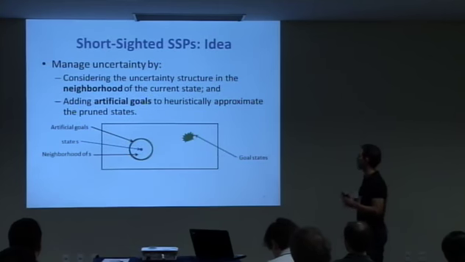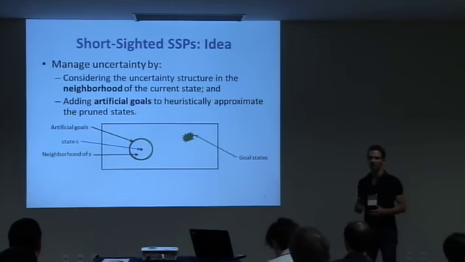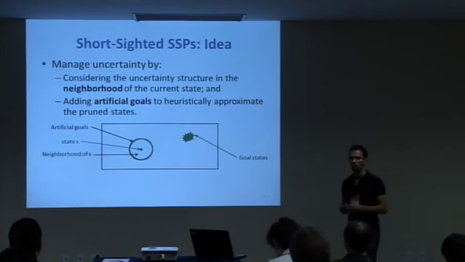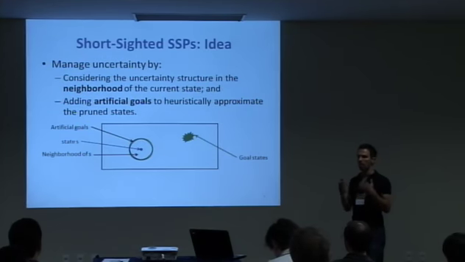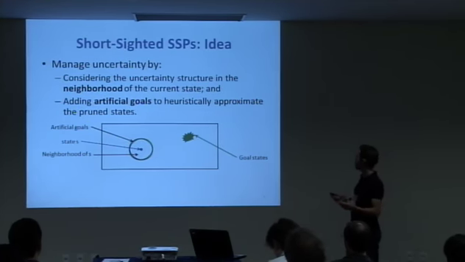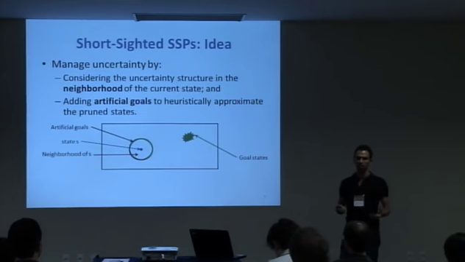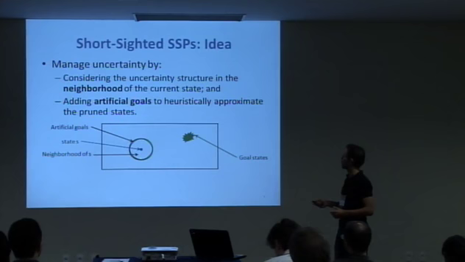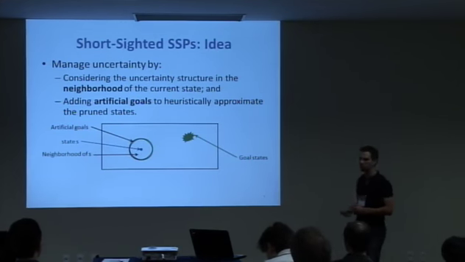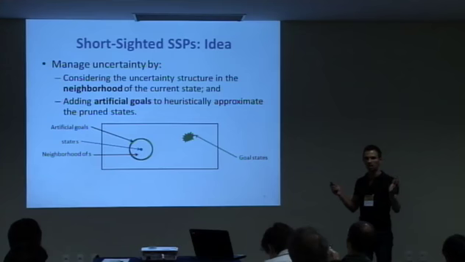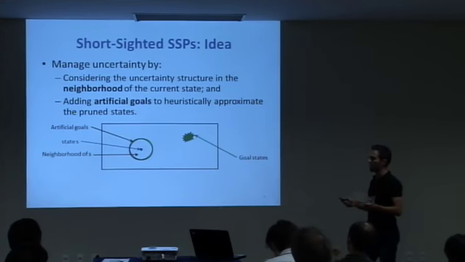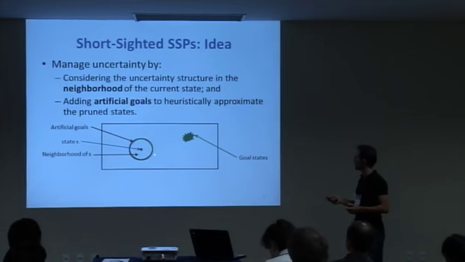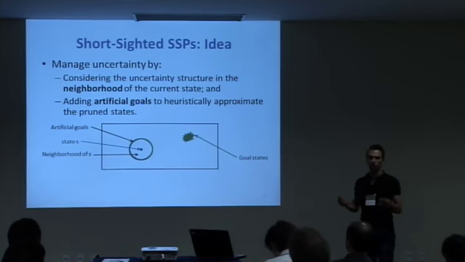So here's a little bit more formal idea of what short-sighted SSPs are. We are in the business here of managing uncertainty. Our search space is too large, and since we have probabilistic effects of actions, there are some parts of our state space that might be very unlikely to reach. Since it's too large, we cannot look at it all at once. So we're going to consider only the neighborhood of our current state, depicted here by this circle. We're going to prune everything that's outside, and we are going to put every single state in the ring of the circle. We're going to call them artificial goals.